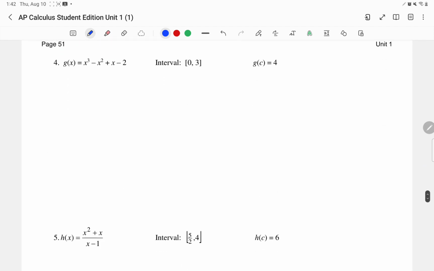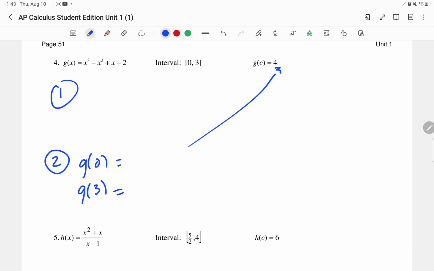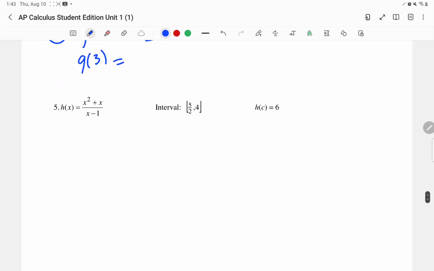Number 4, same thing, but now we're looking at 4. So is this graph continuous? It's a polynomial. Should be easy. Yes, it is. Secondly, find g of 0, find g of 3, and then check, is 4 in between those values? If it is, you're going to say yes, IVT works. If it's not, you're going to say no, IVT doesn't work. You're going to stop.